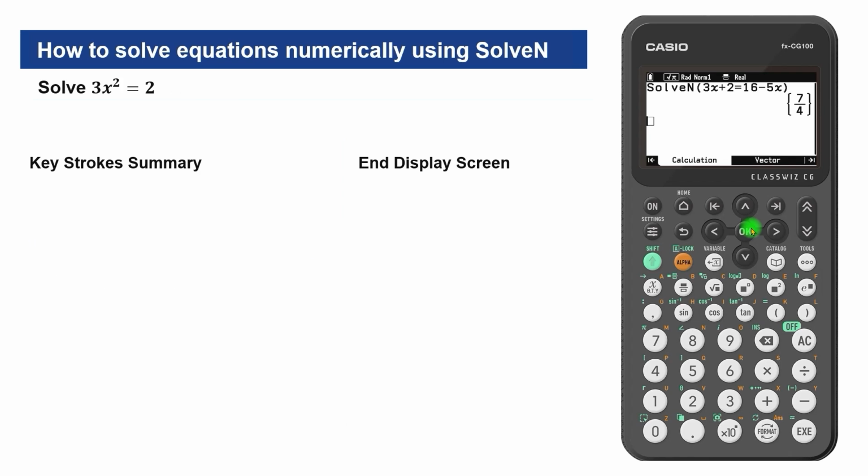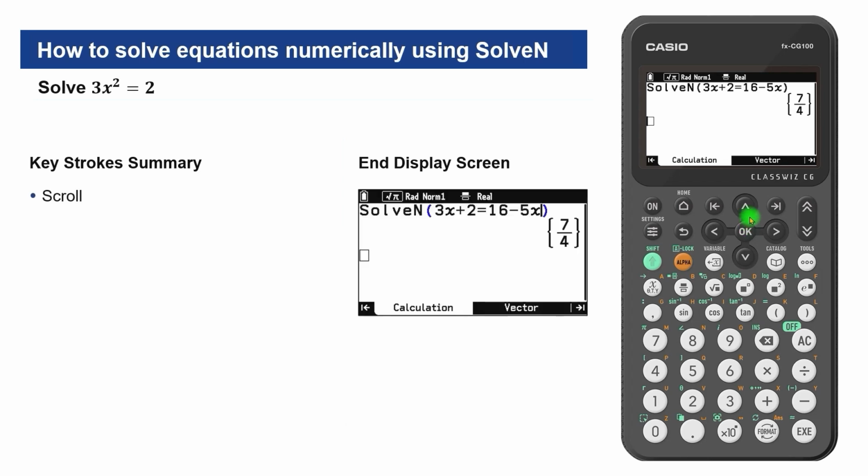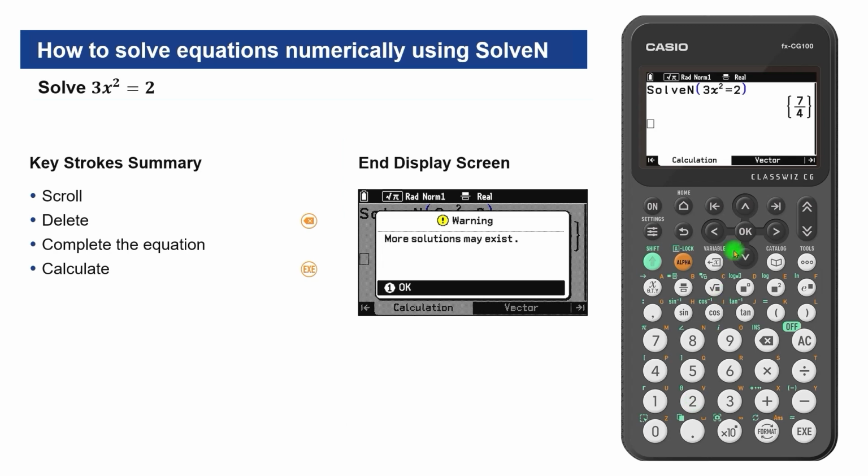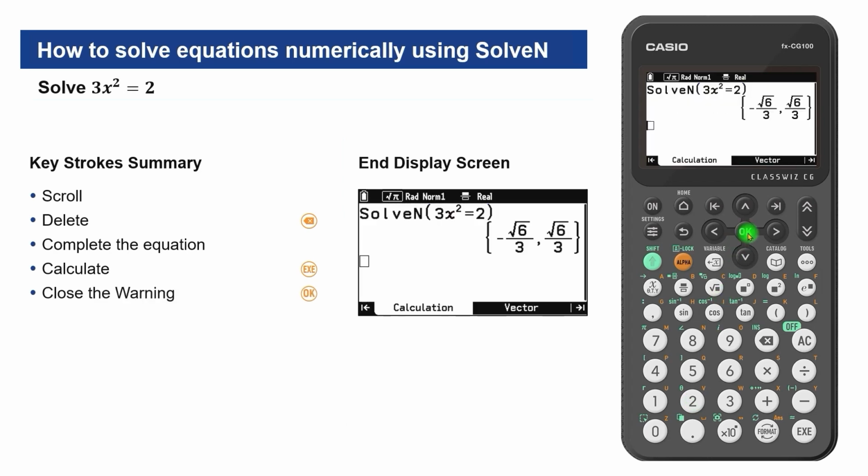Higher order equations can also be solved using SolveN. Here we have the example of a quadratic function equated to a value. Edit the calculation as before by scrolling and deleting the unwanted entry. Then complete the equation. Calculate and close the warning. This time, two solution values are displayed in the list, as expected. As there is no x term, the values are displayed exactly as surds.